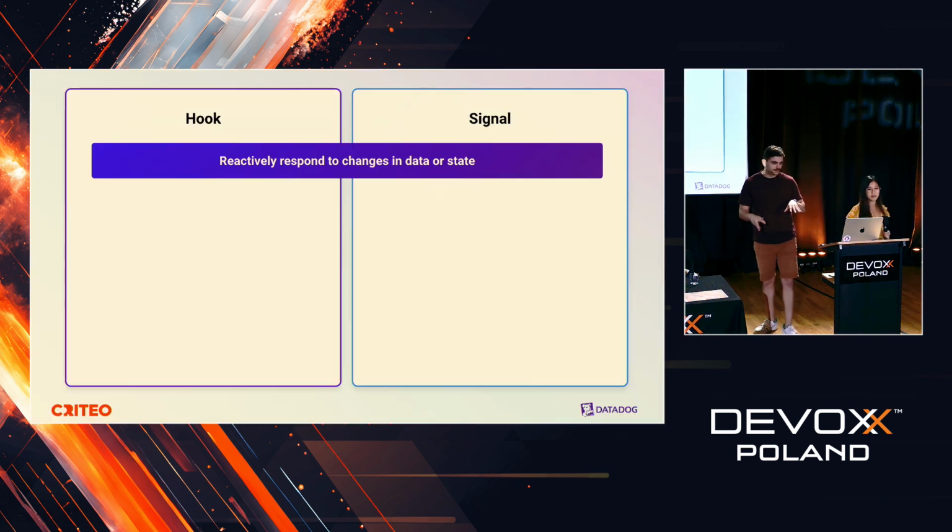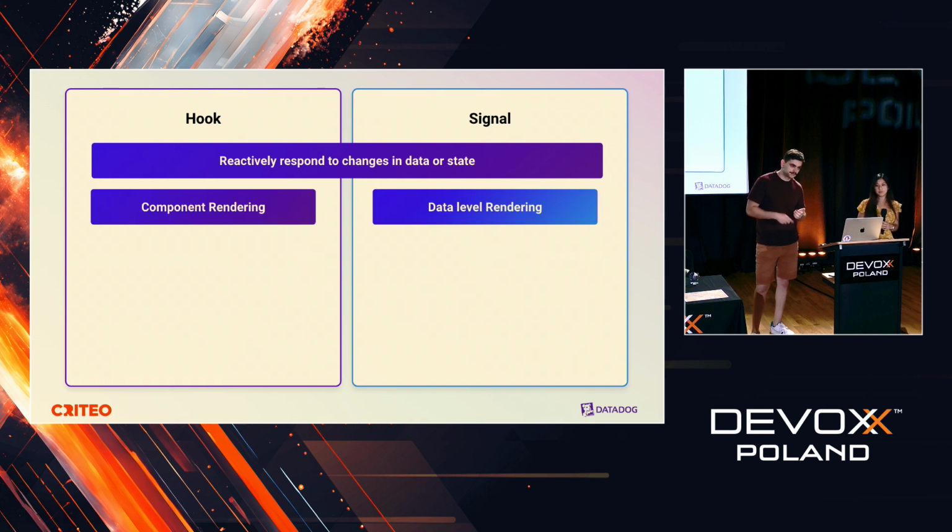So first, hooks and signals work kind of the same way. It means that they will respond to data change or state in order to re-render or update the component. About the rendering, we saw just before in the example that for signals, we do not render the component. It's really at data level, compared to hooks where you need to render the parent and the child.